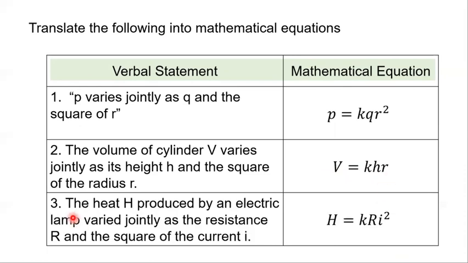Number 3, the heat H produced by an electric lamp varies jointly as the resistance R and the square of the current I. So we have capital H is equal to K, capital R, I squared. Tandaan ha, lagi nyo papansinin kung ano yung variable na ginamit. Kung ito ba ay naka-uppercase or lowercase letters.